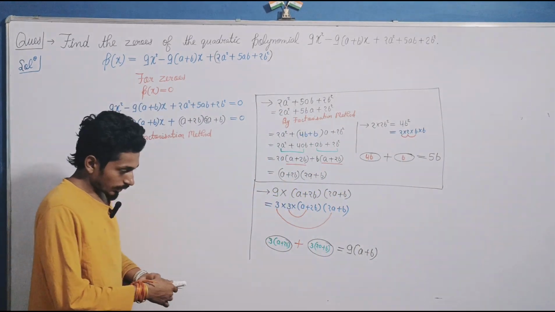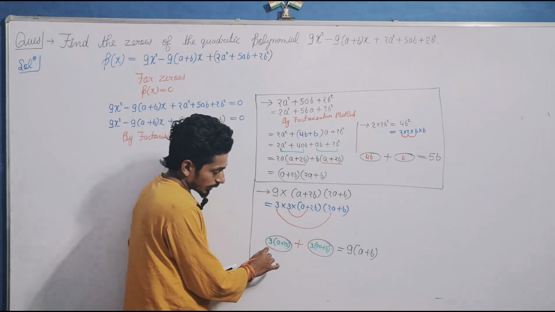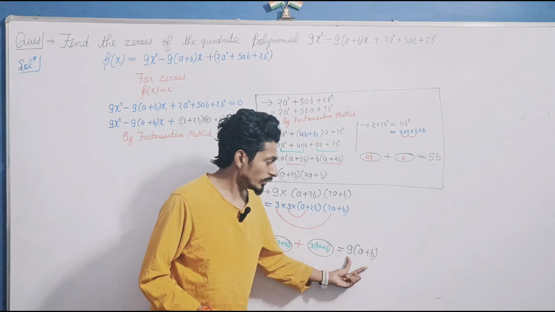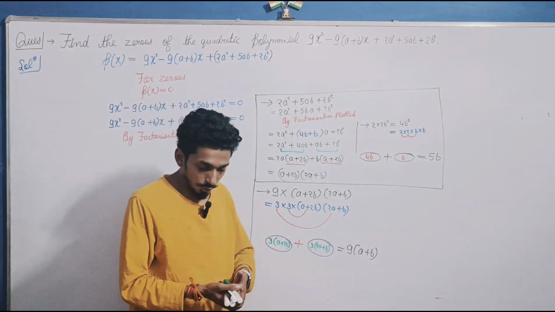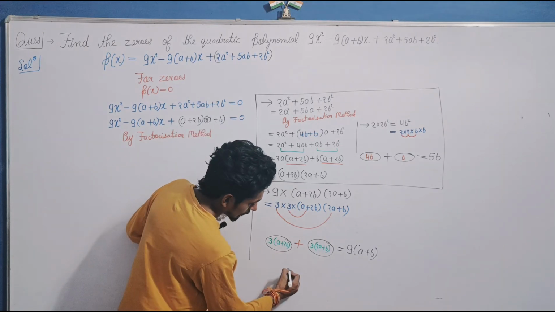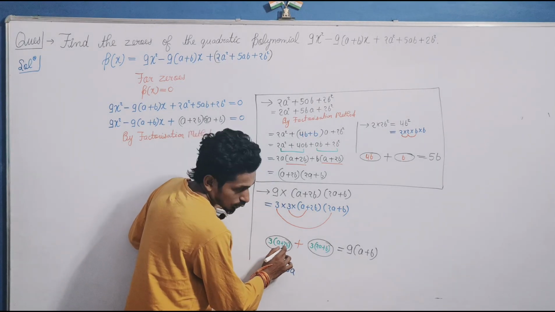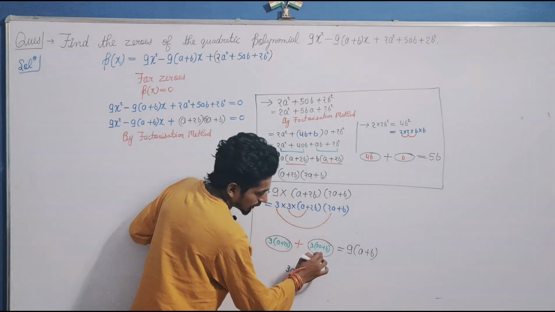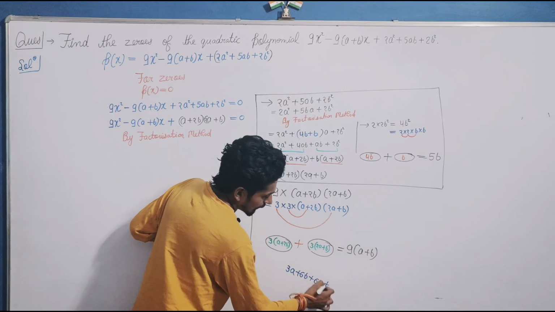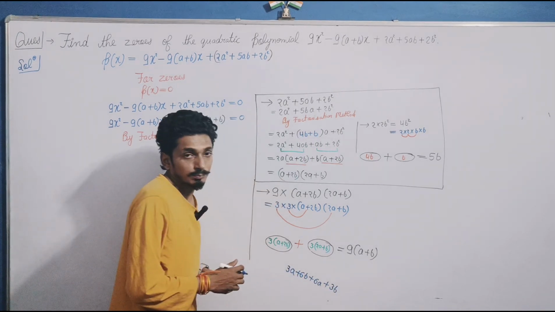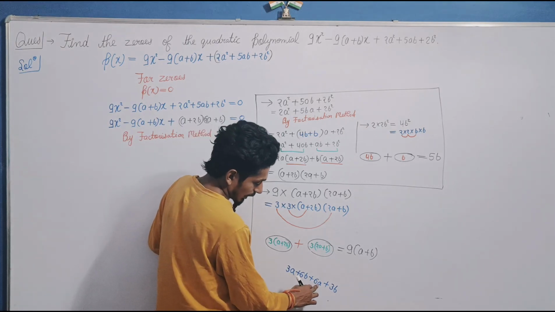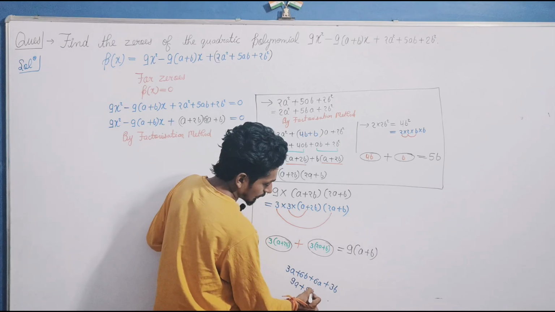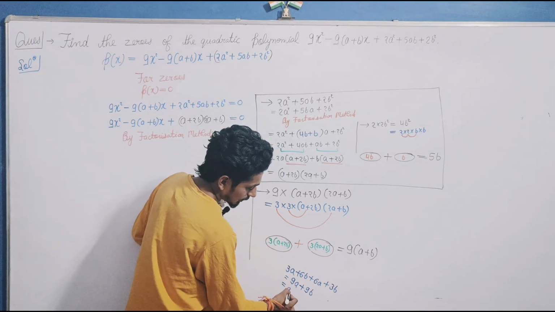After that, yes, 3 into (a plus 2b) plus 3 into (2a plus b) gives 9 into (a plus b). How? So we can write 3 into a, 3a, plus 3 into 2b, 6b, plus 3 into 2a, 6a, plus 3 into b, 3b. Yes or no? 3a plus 6a can be written as 9a, 6b plus 3b can be written as 9b.